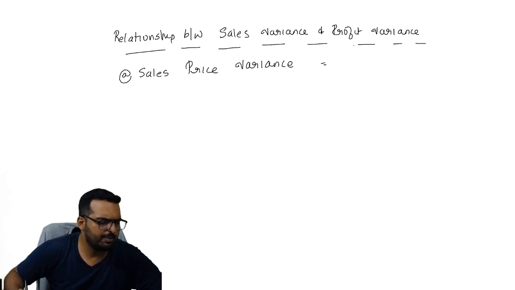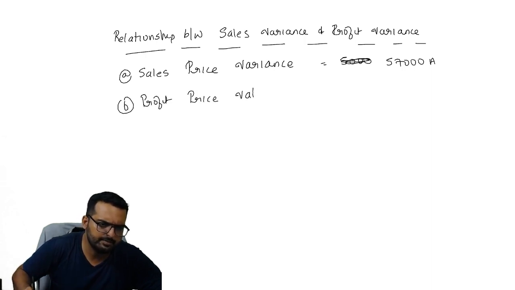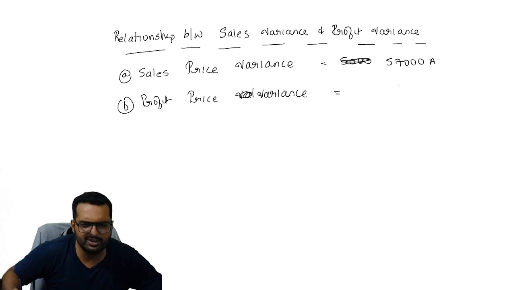How much is the sales price variance? No, it's not 8,000. It is 57,000 adverse, right? How did you get 8,000? It is 57,000 adverse. Now tell me, how much is profit price variance? No, Anaga. You're all getting it wrong. It's 57,000 adverse itself. So now tell me, what is the moral of the story?